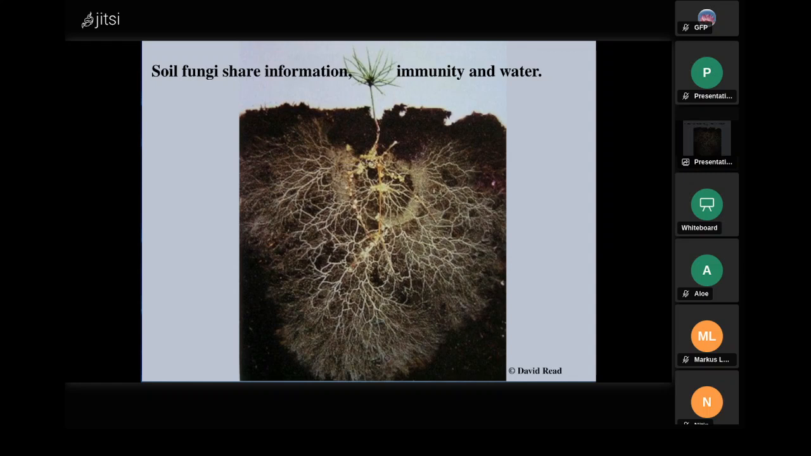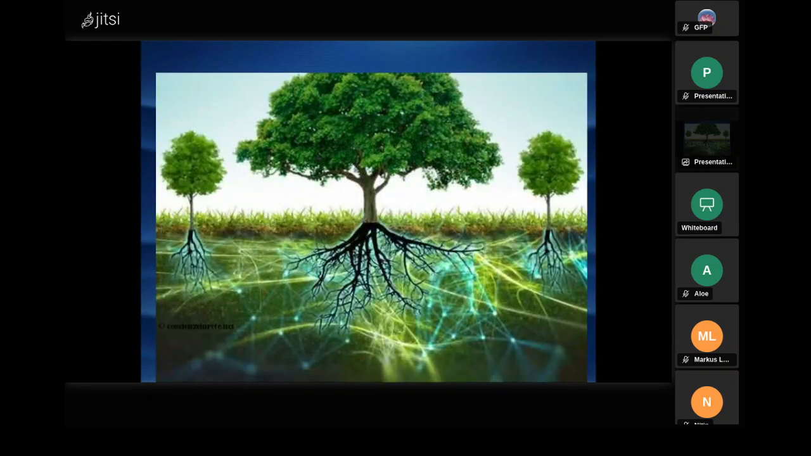These mycorrhiza connect with those from other plants, and they work like a worldwide web, and they have been proven in research to share immunity. When one plant is affected by a disease, it can message additional plants through the soil fungi, and they will share information and immunity. So this is very important. This is one of the most important members of forming the soil food web.